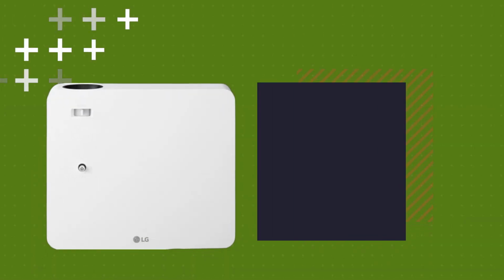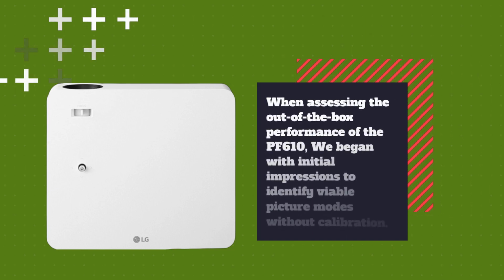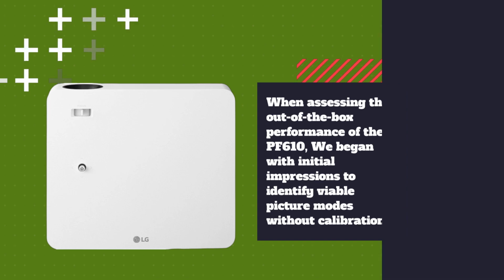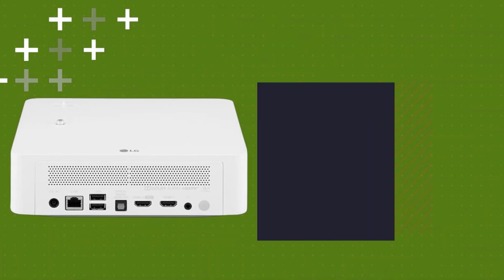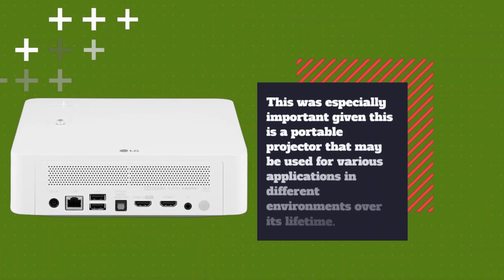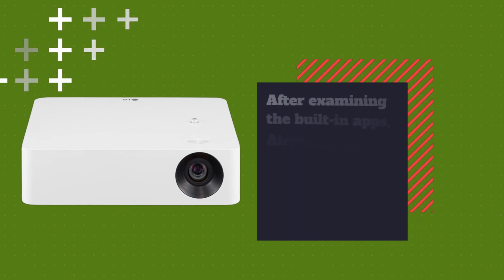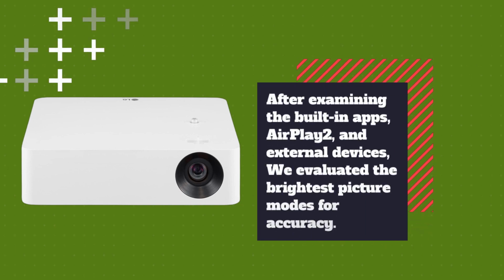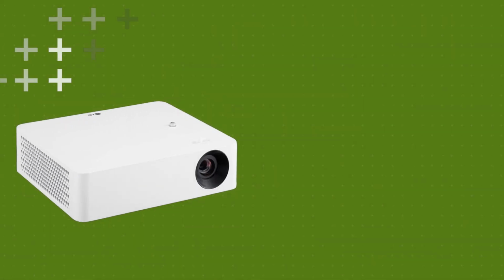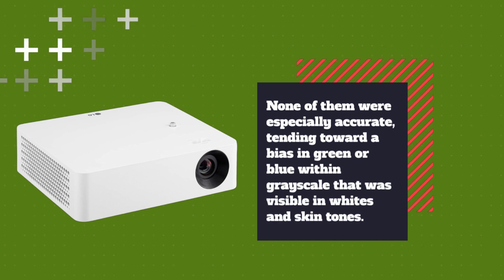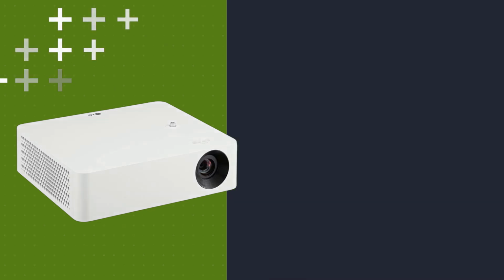When assessing the out-of-the-box performance of the PF610, we began with initial impressions to identify viable picture modes without calibration. This was especially important given this is a portable projector that may be used for various applications in different environments over its lifetime. After examining the built-in apps, AirPlay 2, and external devices, we evaluated the brightest picture modes for accuracy. None of them were especially accurate, tending toward a bias in green or blue within grayscale that was visible in whites and skin tones.